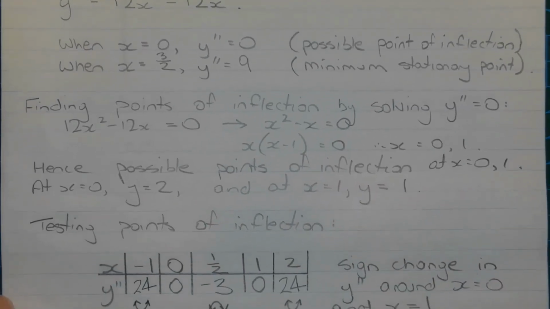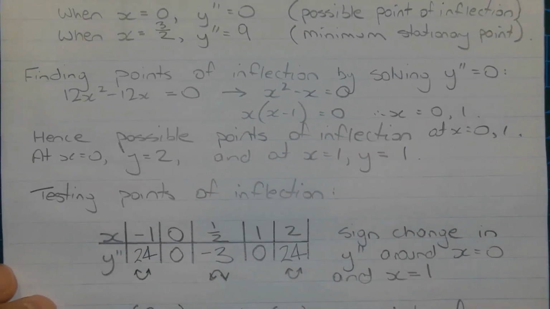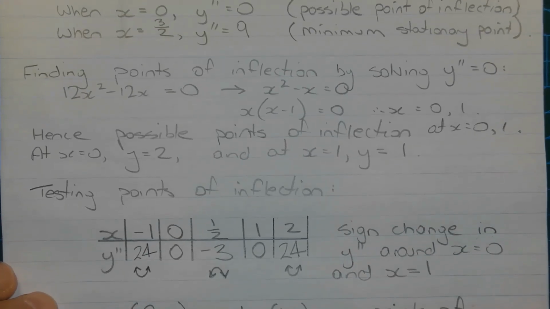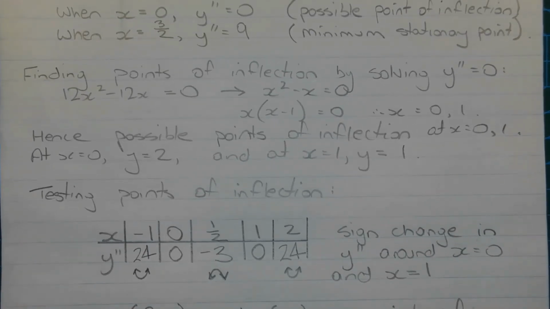But we need to test these points of inflection to make sure that they are in fact points of inflection. And we can do that by checking for a sign change in the second derivative y double dash around those possible points of inflection. So we know when x is equal to 0, y double dash is equal to 0. When x is equal to 1, y double dash is equal to 0. But testing around those points, I've chosen x equals -1, x equals 1 over 2, and x equals 2.